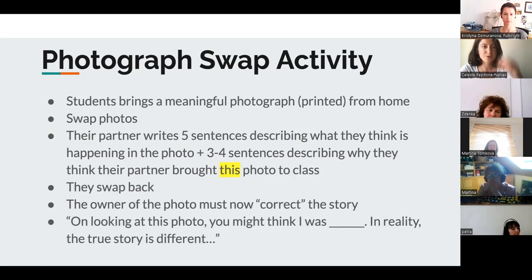And I found this works really well because students will naturally get quite defensive over their photo. So it's fun actually if it's interpreted incorrectly, because they will feel a need to make those corrections and to say, no, you're wrong. This is what was happening. So they will be encouraged to write because of this.